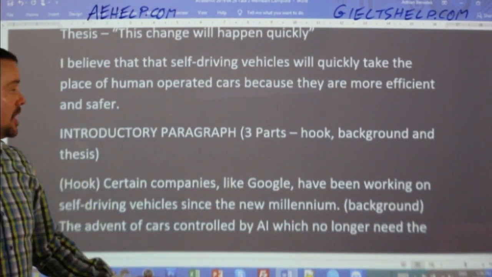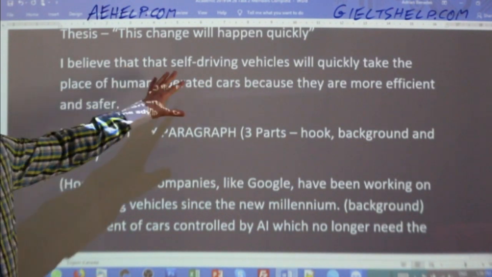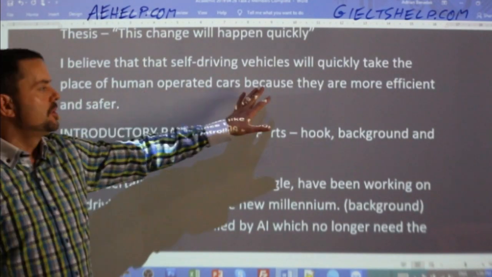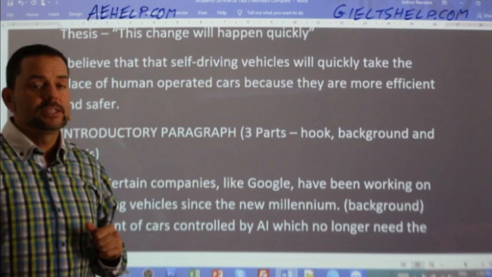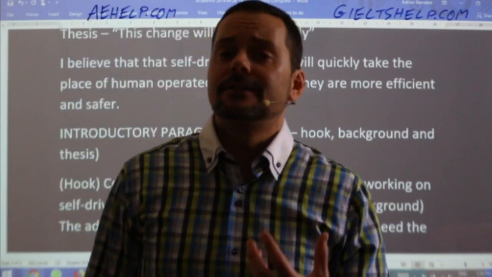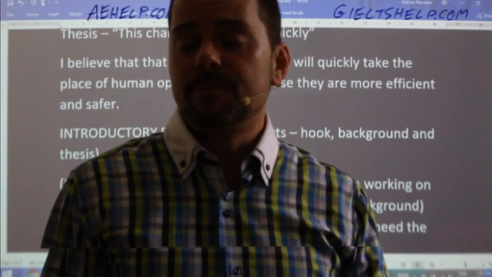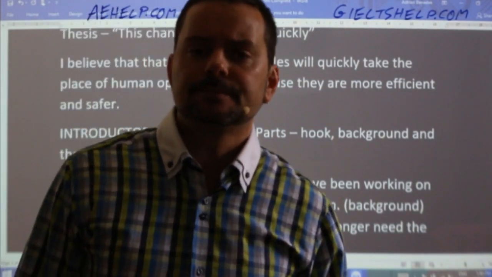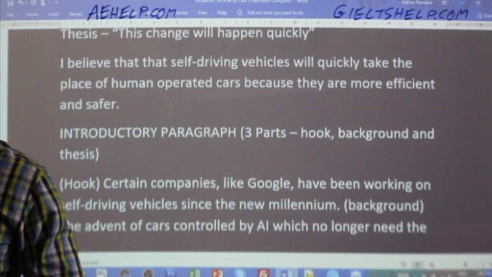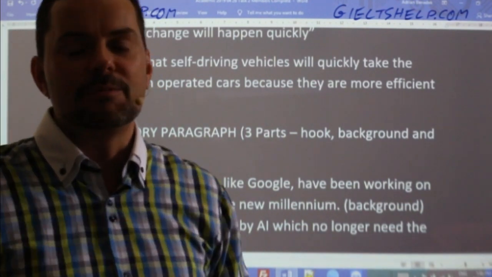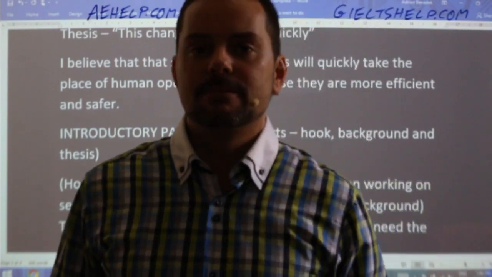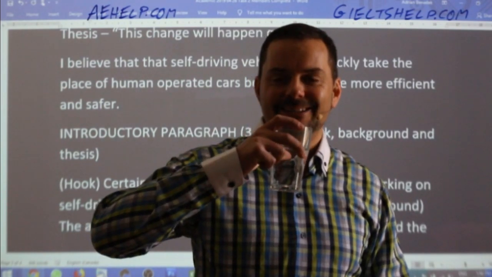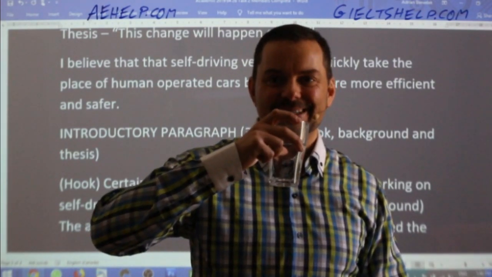Okay, and here is our thesis. I believe that the self-driving vehicles will quickly take the place of human-operated cars because they are more efficient and safer. So we're getting into today's part of the response now, of course. What is paragraph 1 going to be about? I'm just talking and talking. I want to make sure that you're with me and you haven't started to daydream about what you're going to have for lunch or supper. So what is paragraph 1 going to be about, members?